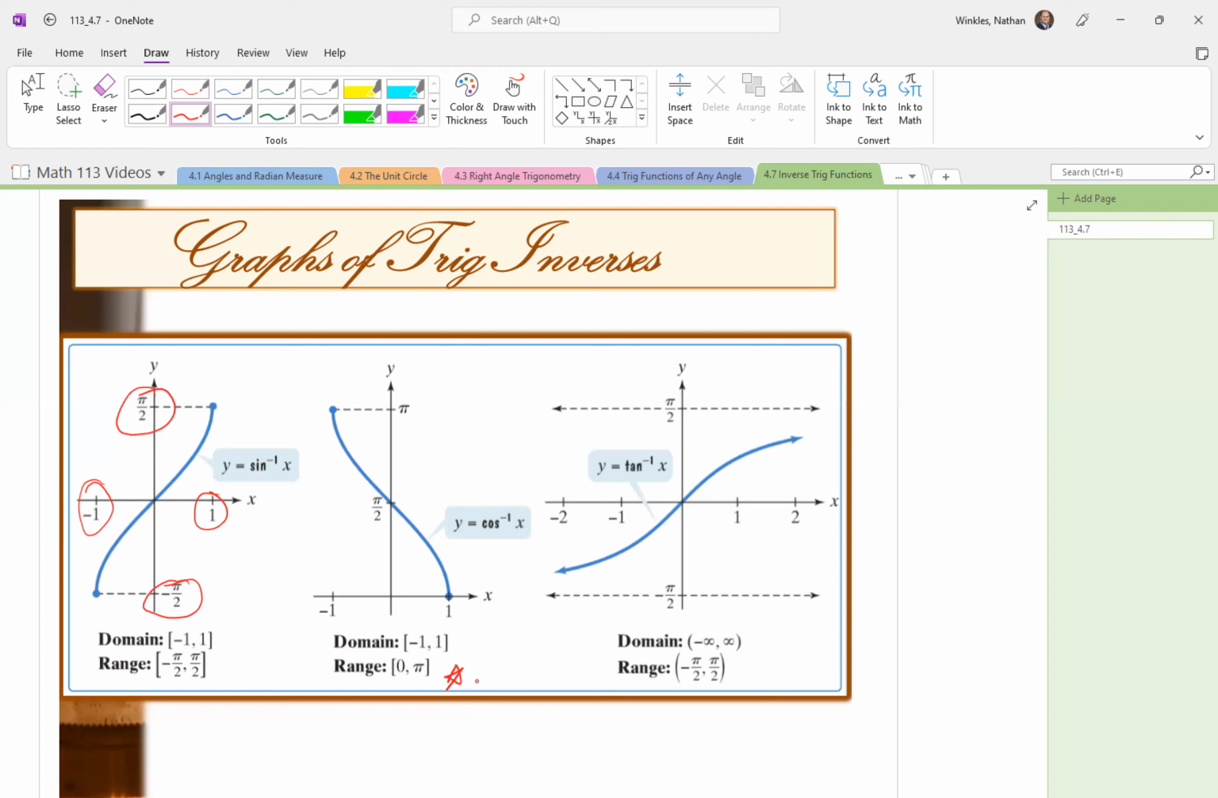For inverse tangent of x, our vertical asymptotes become horizontal asymptotes, hence the range from negative pi over 2 to pi over 2, no longer inclusive. And our domain, since we can keep going and never touch them, is negative infinity to infinity.